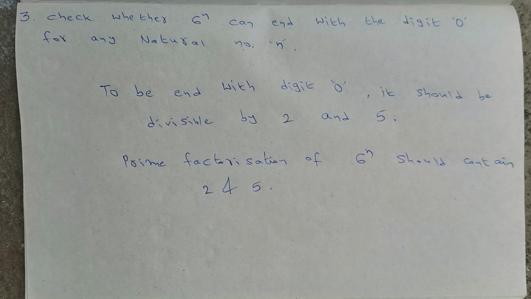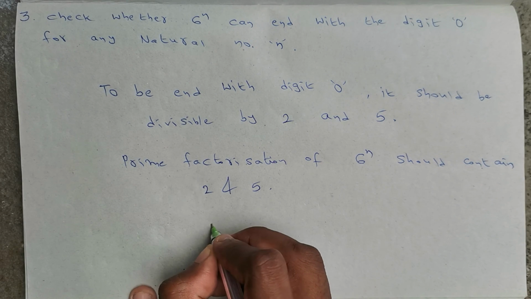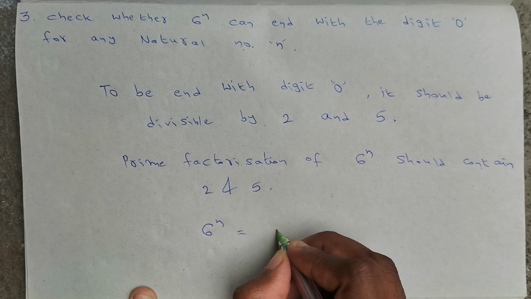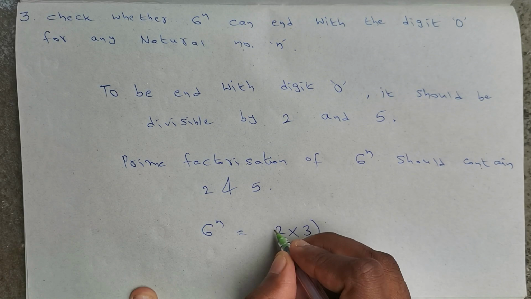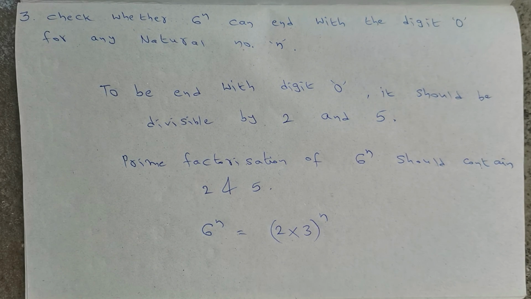So let us check whether it contains or not. The given question is 6 power n. Here 6 can be written as 2 into 3 whole power n as it is. Now to end with the digit 0, compulsory it should contain 2 as well as 5. Here 2 is there, okay, no problem, but the number 5 is not there. 5 is not there in the prime factorization of 6 power n. So it won't end with the digit 0 for any natural number n.